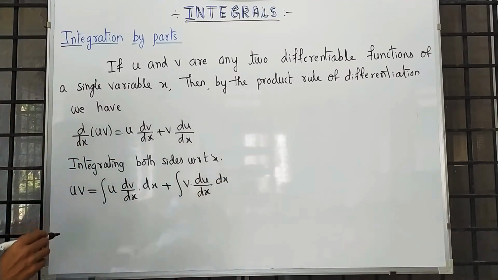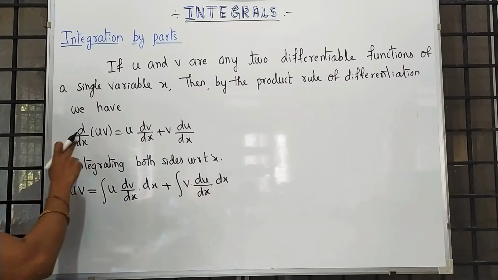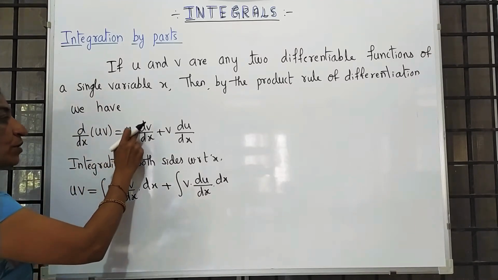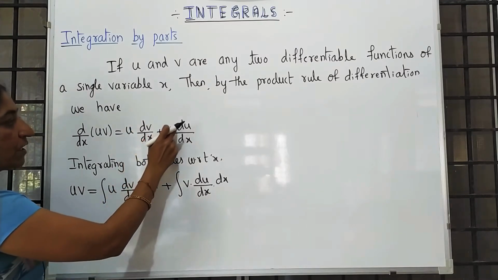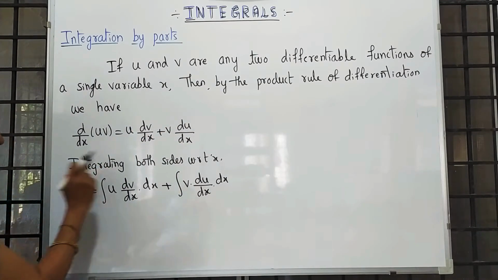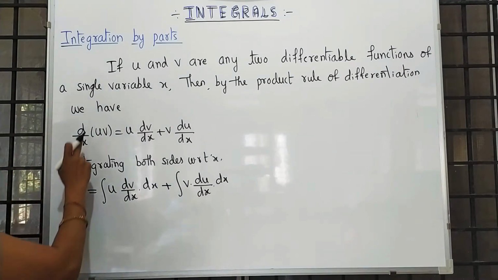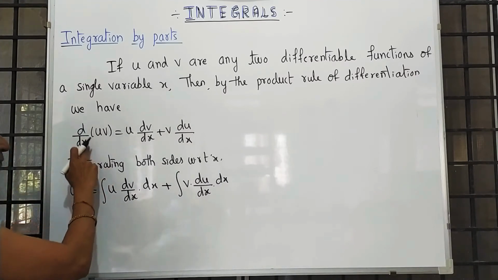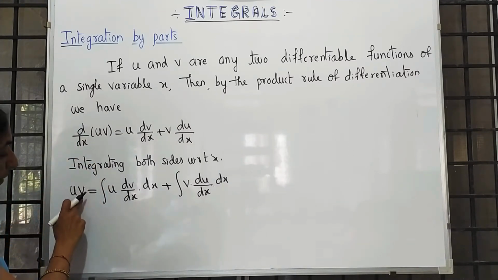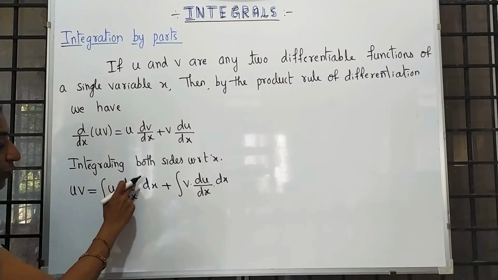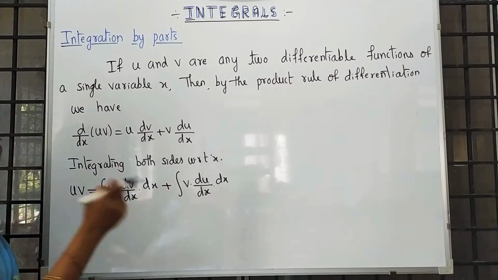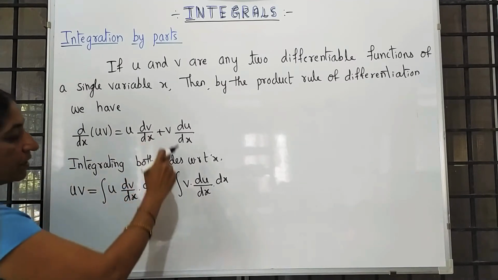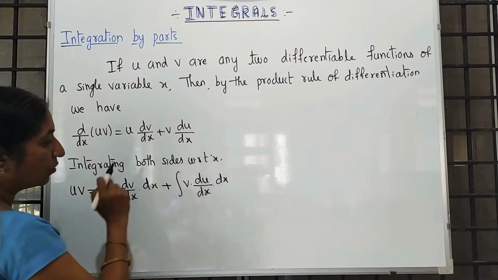See, first we have to write the product rule by differentiation. Differentiation of u into v is u into dv upon dx plus v into du upon dx. After that we have to integrate on both the sides. Integration and differentiation are reverse processes, that's why this d upon dx gets cancelled. u into v is equal to integration of u into dv upon dx into dx. This dx tells you are integrating with respect to x, plus integration of v into du upon dx into dx.